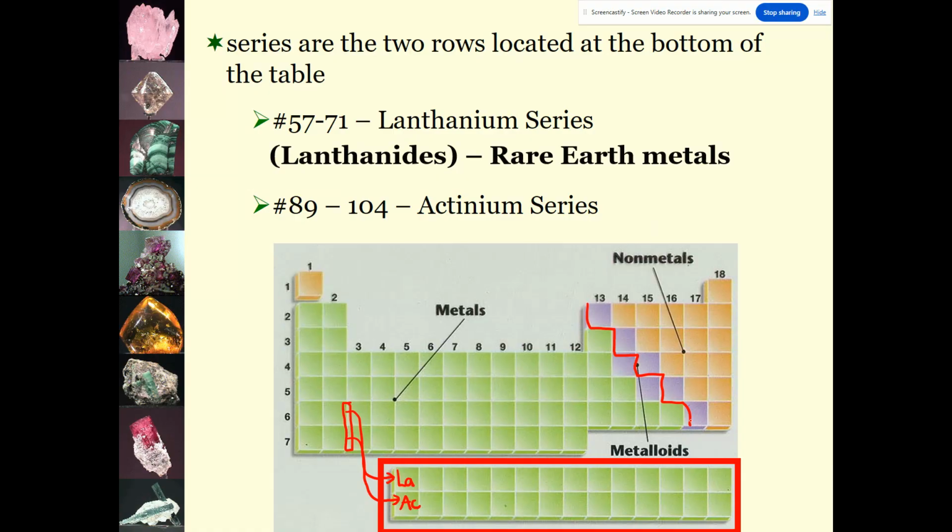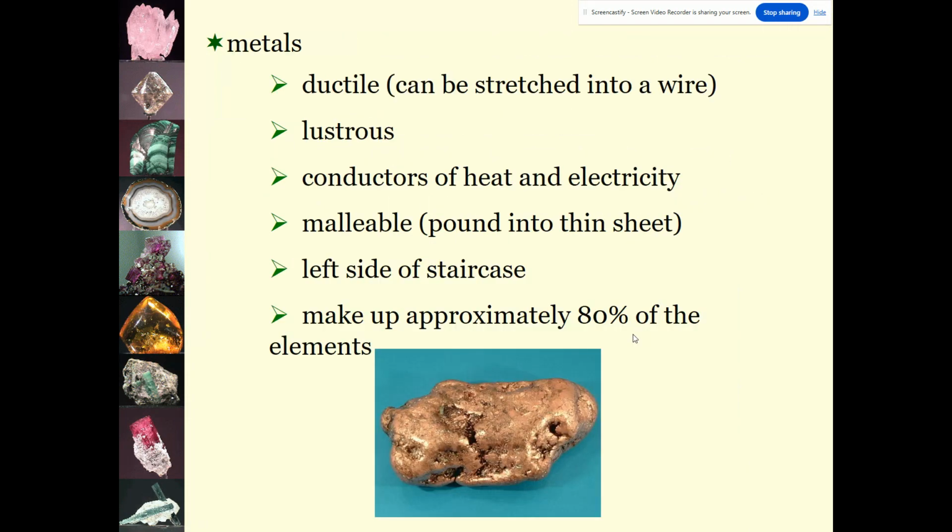Now, along the staircase line, we have metalloids. Metalloids are just elements that have properties maybe of both sides of the periodic table, because metals and nonmetals, which we'll review right now, have different properties. So the properties of metals is they are ductile. Ductile means you can stretch them into a wire, like copper. They're lustrous. Lustrous means they are shiny. They conduct heat and electricity. They are malleable. I think of a mallet for malleable. You can pound them into a thin sheet like aluminum foil. They are on the left-hand side of the staircase and make up approximately 80% of the elements on the periodic table.